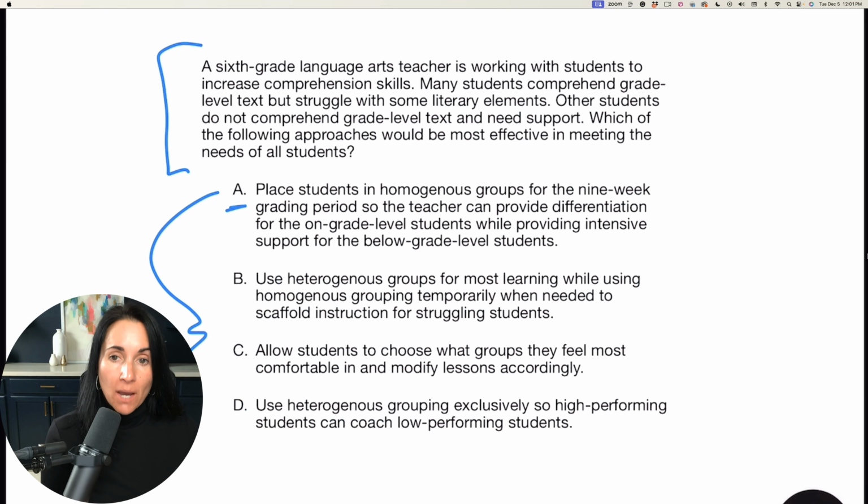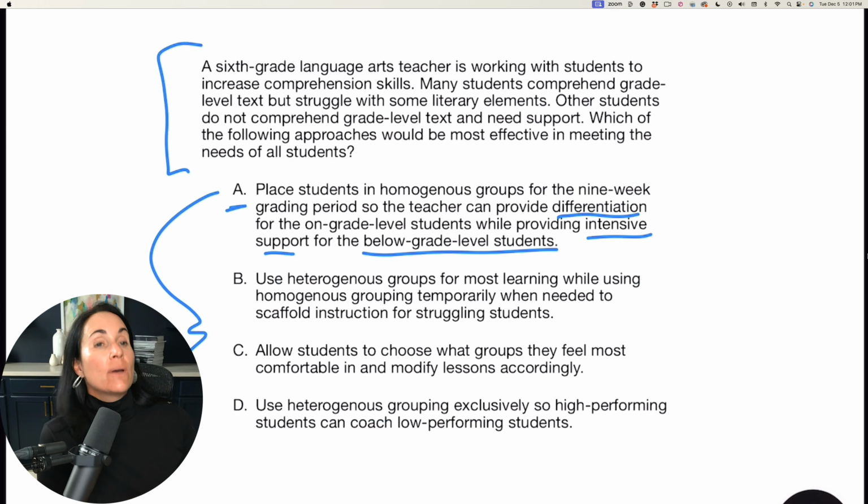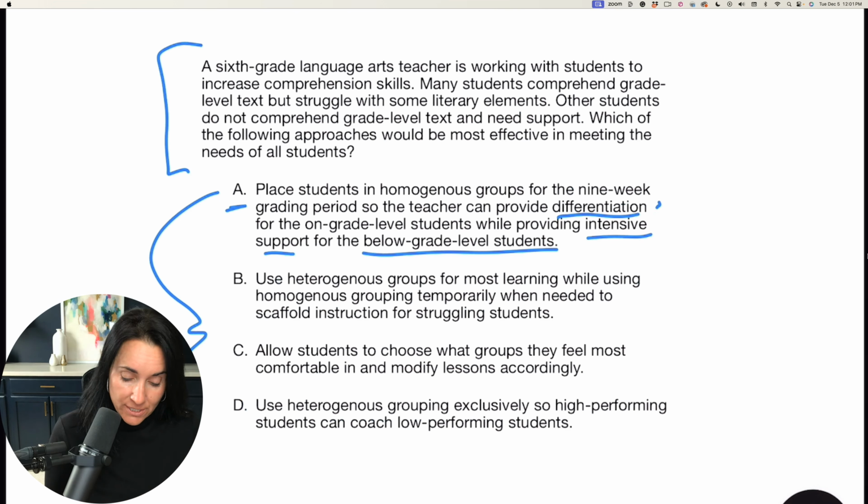Place students in homogeneous groups for the 9-week grading period so the teacher can provide differentiation for the on-grade level students and intensive support for the below grade level students. Now, if you hadn't seen my presentation beforehand, or you're not a teacher and you don't understand homogeneous versus heterogeneous grouping, this might look like a good answer choice because it does have good words. You have the word differentiation, intensive support. These are good words typically on a teacher certification exam.